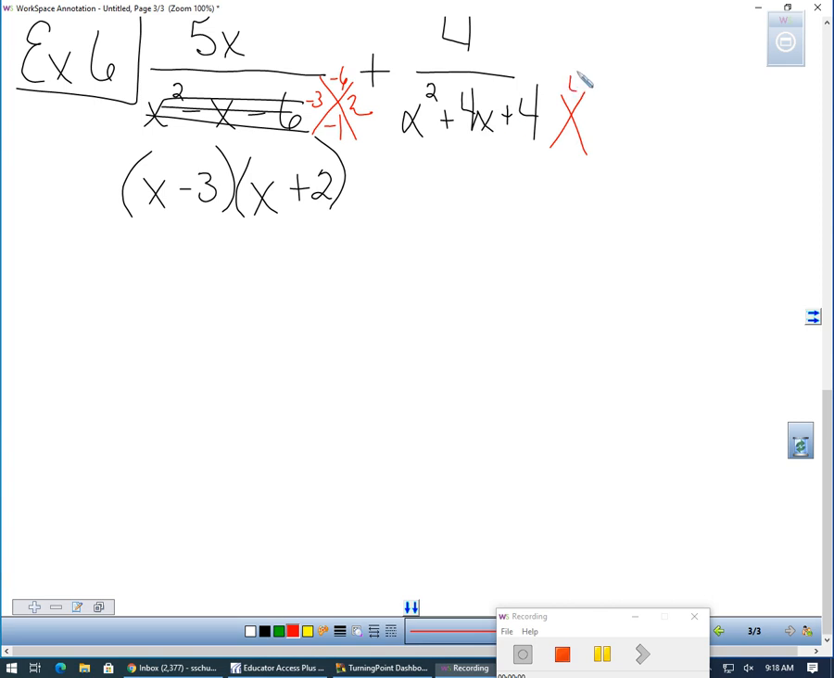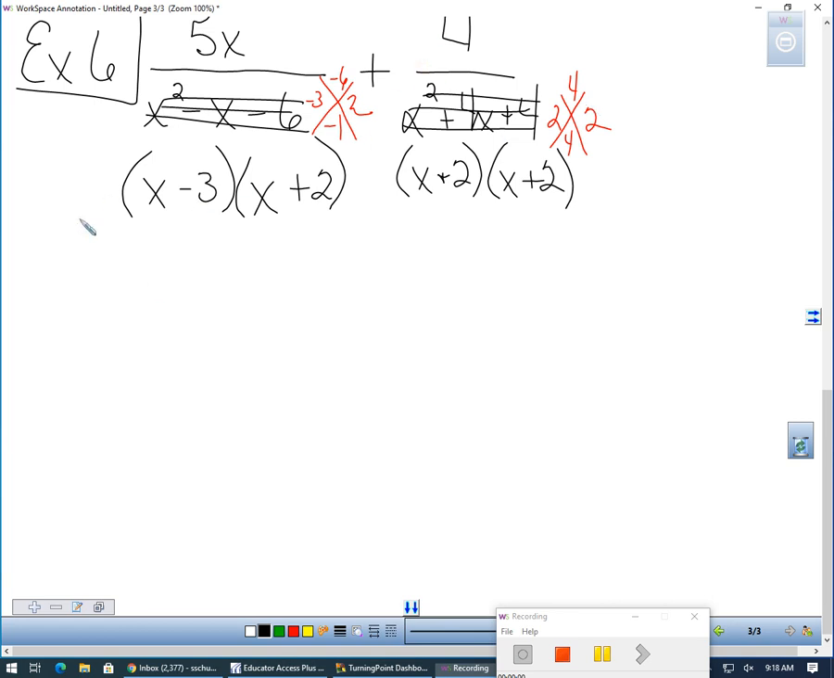Next one, let's factor over here. I have 4 on top, 4 on the bottom. My sides are 2 and 2. So I have x plus 2 times x plus 2. And I'm going to cross that out. All right, let's talk about our restrictions.